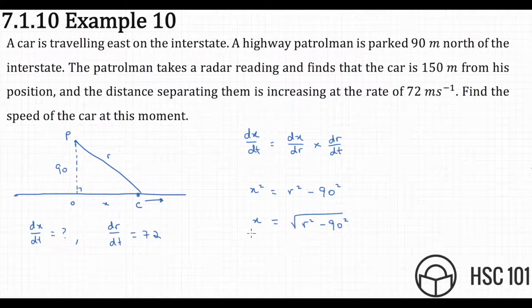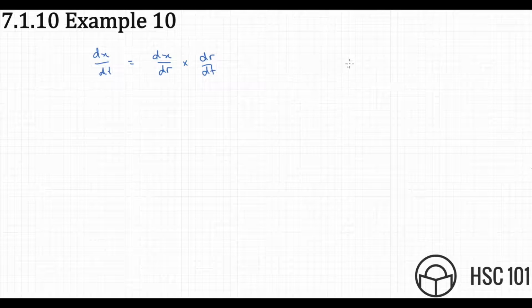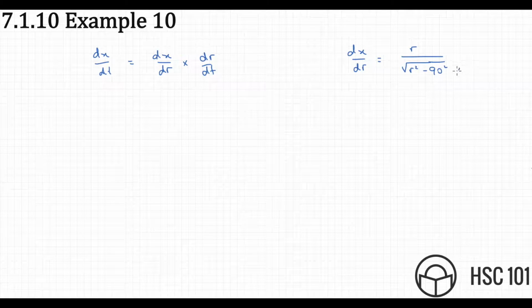What this allows us to do is differentiate this expression for dx/dr. If I differentiate, I get dx/dr equals r over the square root of r squared minus 90 squared. Hopefully we don't have any difficulty differentiating expressions like this by this point. With this, dx/dt, which equals dx/dr times dr/dt, can now be calculated, because we know dx/dr, and we know dr/dt is given by 72.